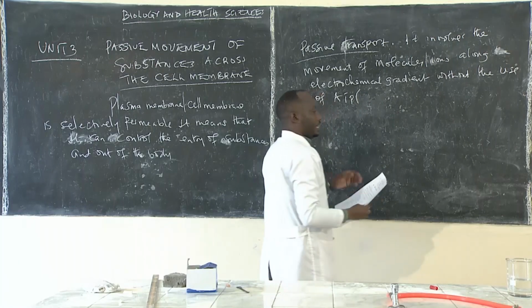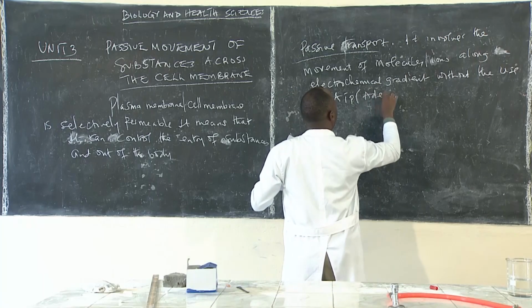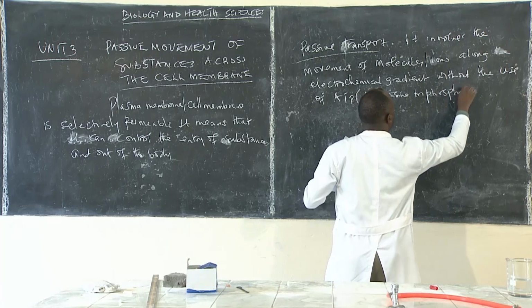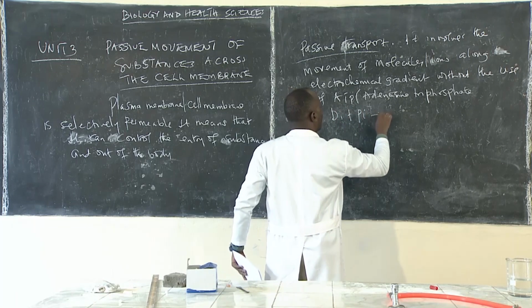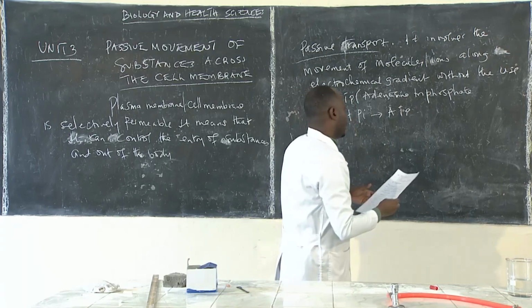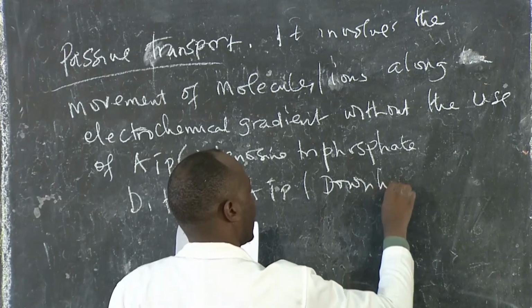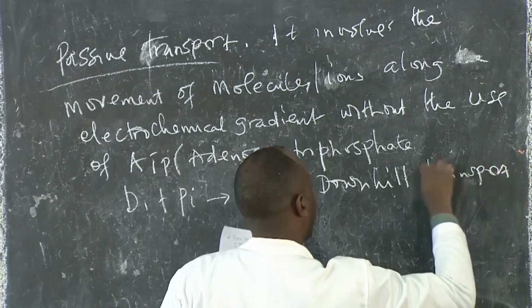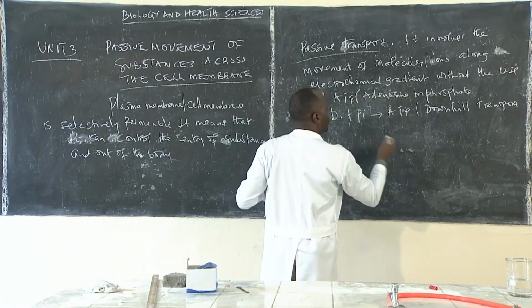ATP. If I say ATP, most of you can ask yourself, what is ATP? It is adenosine triphosphate. If I say adenosine triphosphate, it means when you get a diphosphate plus another phosphate, you get a triphosphate, ATP. So that is energy production. And you can say downhill transport, okay? That is downhill transport.